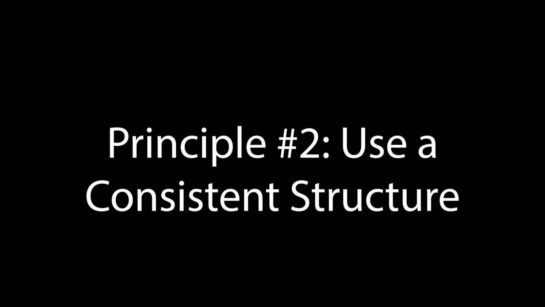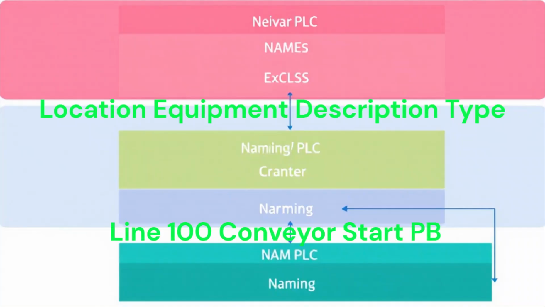2. Use a consistent structure. Decide on a structure and stick to it. A common approach is a hierarchical structure, such as location, equipment, description, type. Example: line 100, conveyor, start PB.